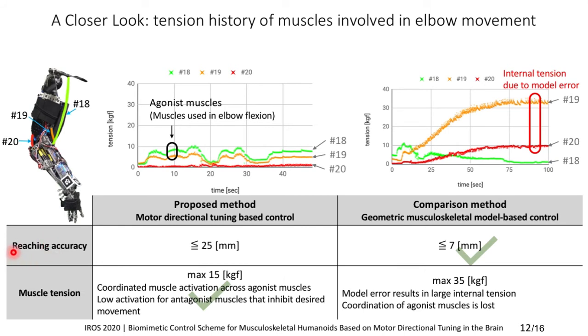As a result, as for the reaching accuracy, it was better with the comparison method since it was able to reach closer to the target. On the other hand, for muscle tension, the overall muscle tension was kept lower for the proposed method, which was able to use the agonist muscles effectively.